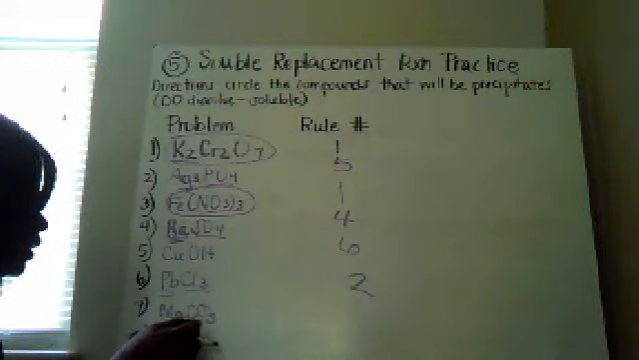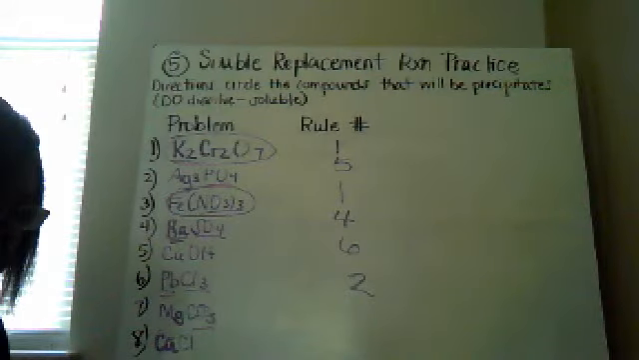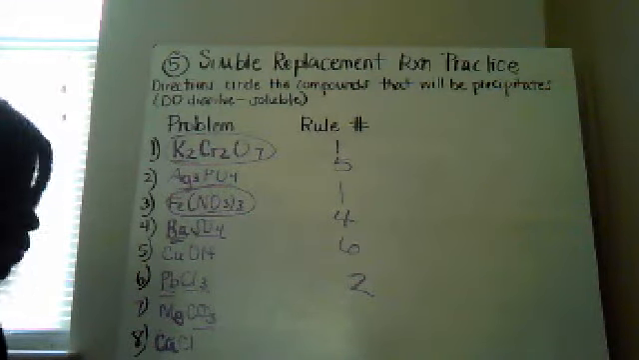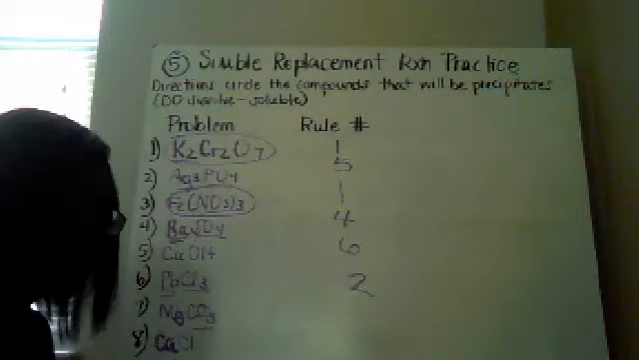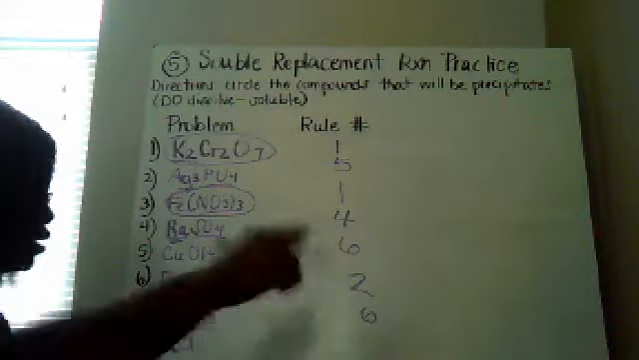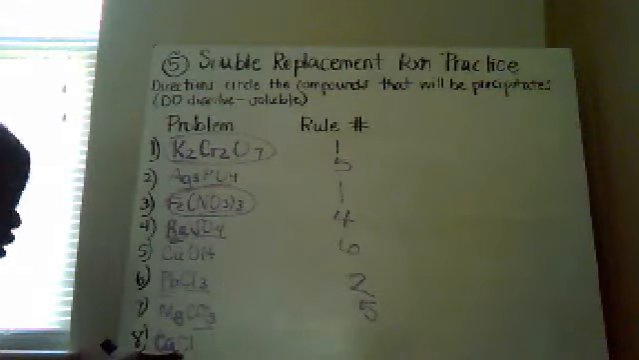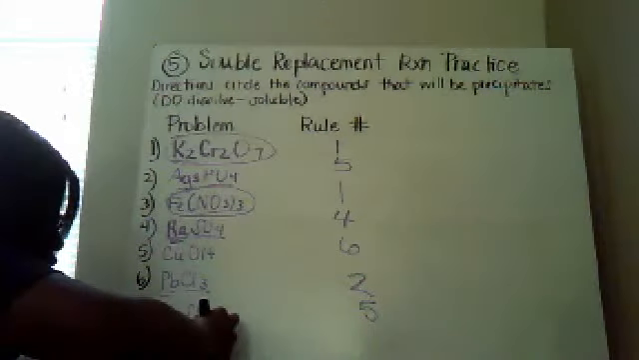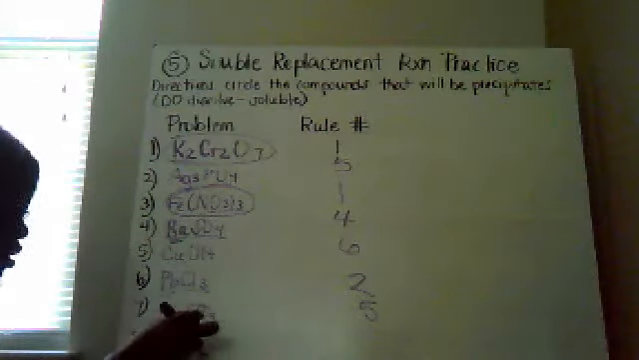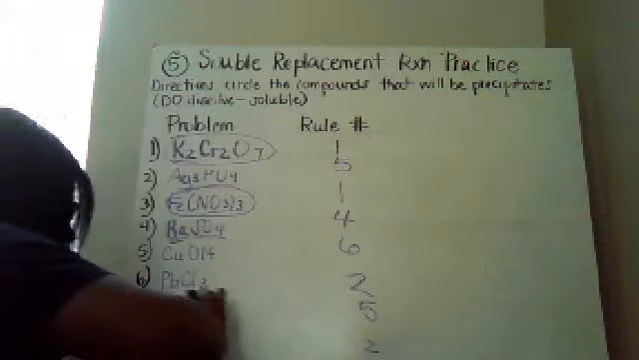Your next one, you have magnesium CO3, and your carbonates are typically insoluble, except when bonded with your group 1 or an ammonium. Magnesium, however, is group 2. It's an alkaline earth metal, so it does not apply. So this is rule 5, and it's also insoluble. Here you have CaCl2. Your CaCl2, we're going to use the chlorine. Your chlorine is under solubility. It's soluble except when bonded with silver, lead, and mercury. Calcium is none of those things, so it is soluble. That's rule 2. We will circle this one.